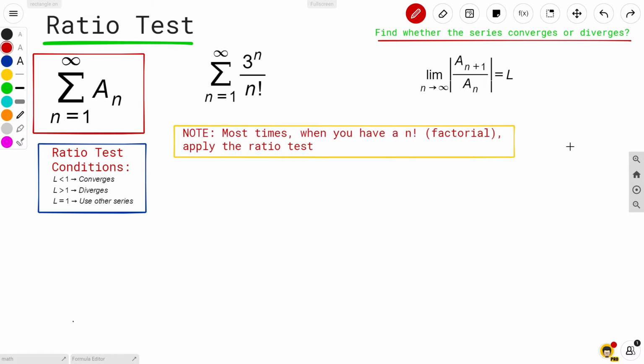So what is the ratio test? Basically in the ratio test, we have a formula which is right here, which is the limit of the absolute value of a sub n plus 1 divided by a sub n is equal to L. So the first thing we're going to do in step 1 is identify all our variables.